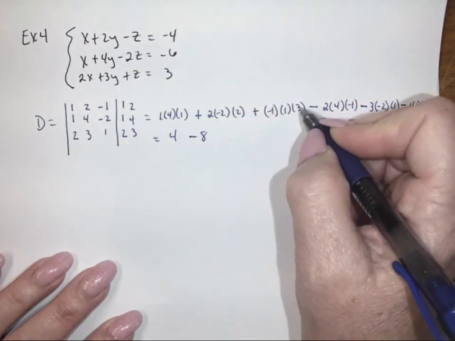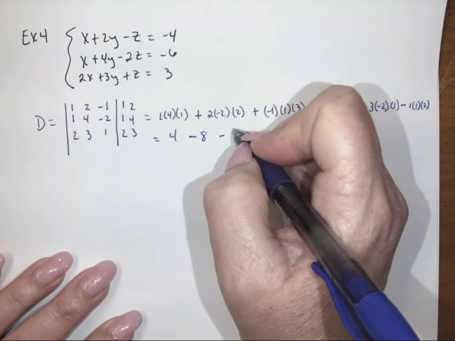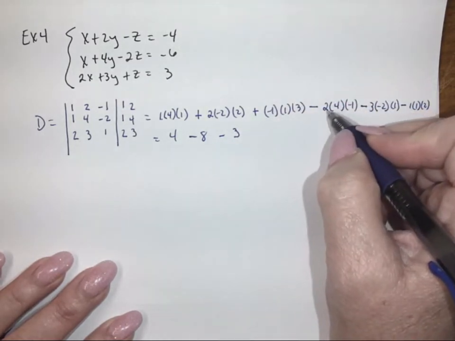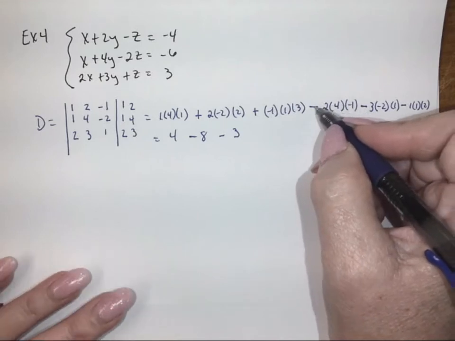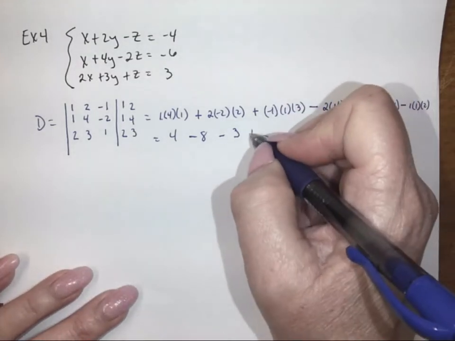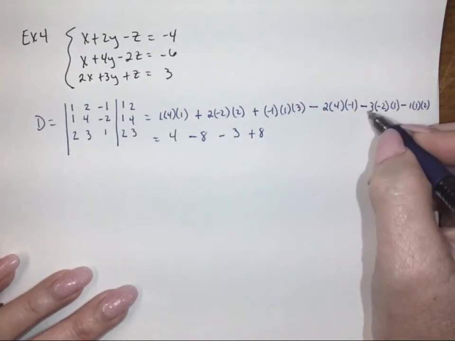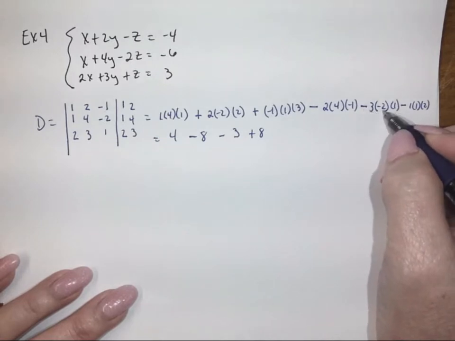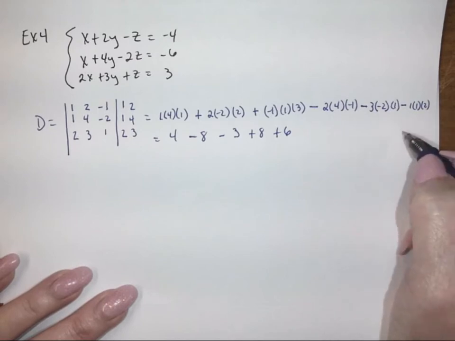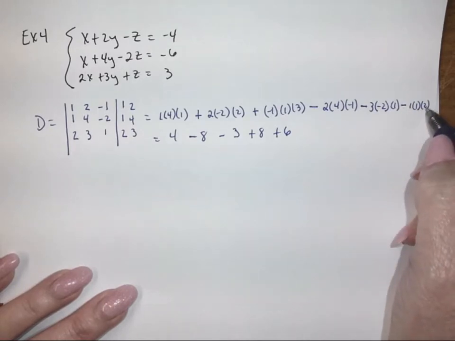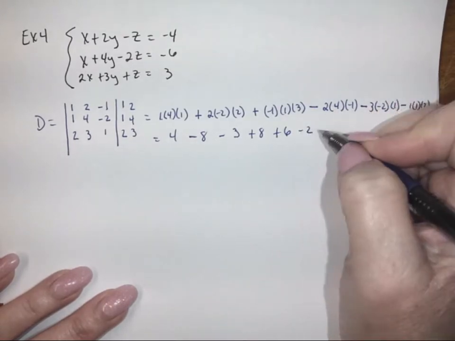Negative 1 times 1 times 3 is a negative 3. 2 times 4 times negative 1 is a negative 8, but it's a negative 8, so that'll be positive 8. Negative 3 times negative 2 is 6 times 1 is 6. And then negative 1 times 2 will be minus 2.